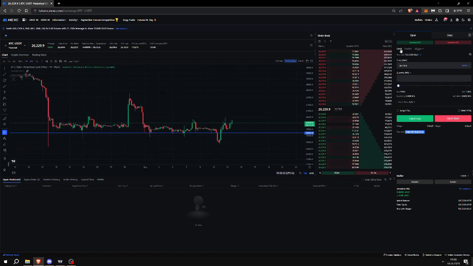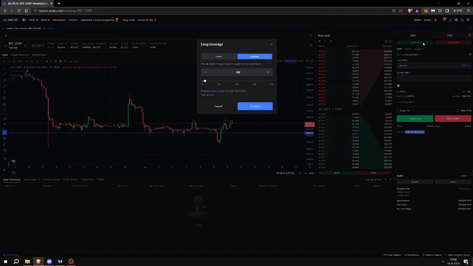Then, the most important part, our trading interface. Starting from the top, we have two buttons, open and close. We'll just be using the open button. Below that, we have two buttons. These are where we set our leverage for longs and for shorts.